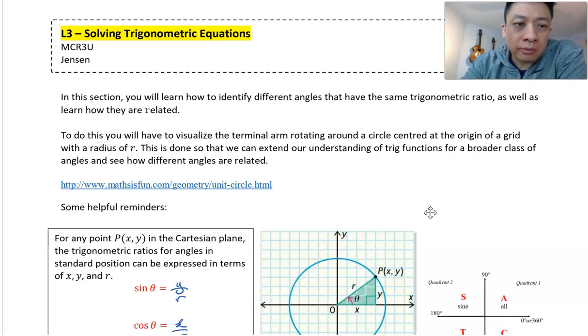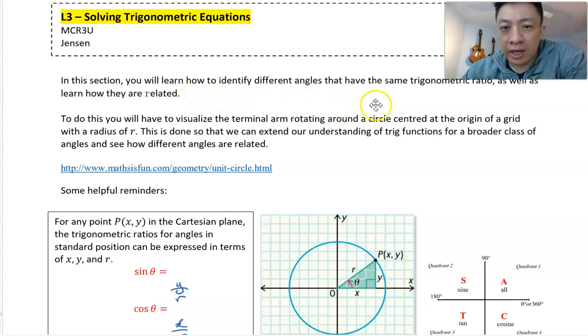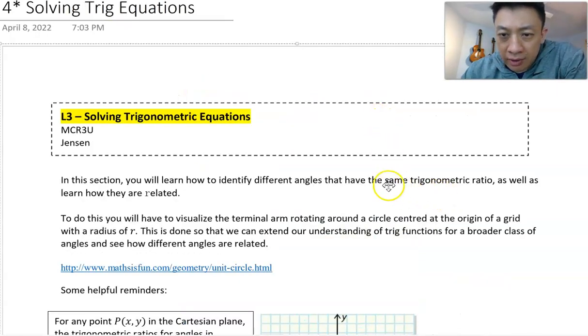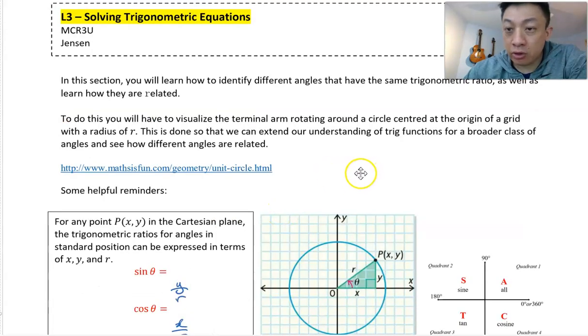It says here in this section, let me see if my mouse is working. I think we're good. Okay. It says here, in this section, you will learn how to identify different angles that have the same trigonometric ratio, as well as learn how they are related. Okay. Different angles that have the same trig ratios.